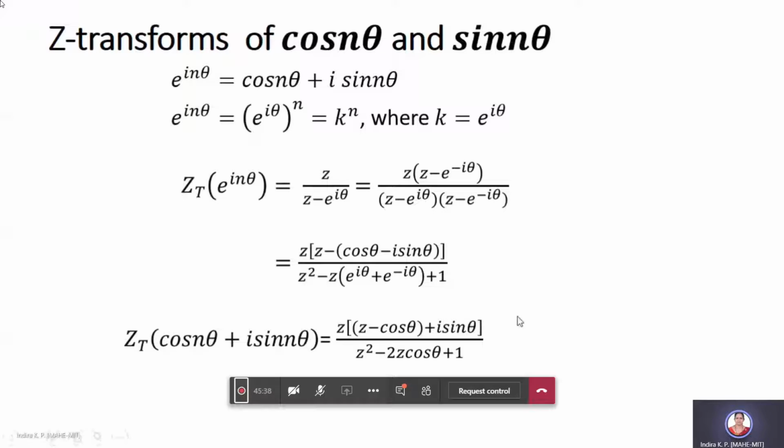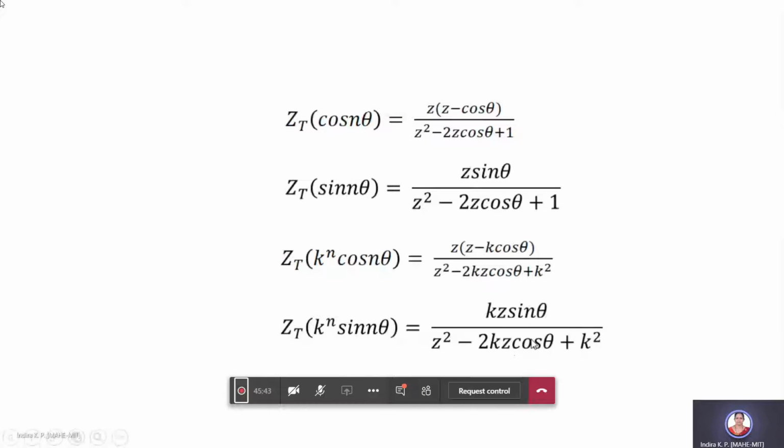Are you done with the transform? Did you separate the real and imaginary parts? So what I have is the transform of cos n theta is z into z minus cos theta by z squared minus 2z cos theta plus 1. The transform of sin n theta is z sin theta by z squared minus 2z cos theta plus 1.